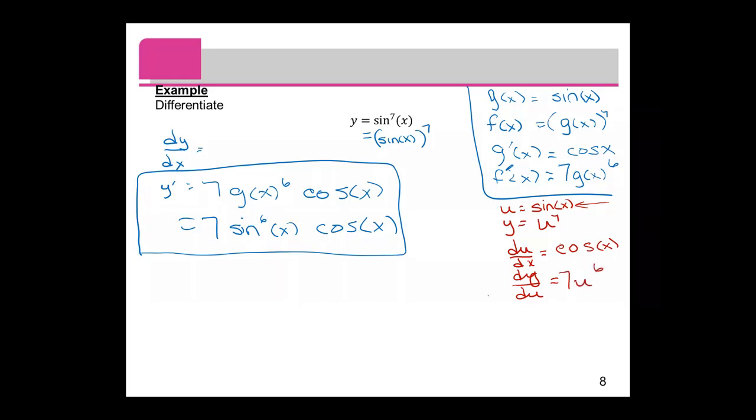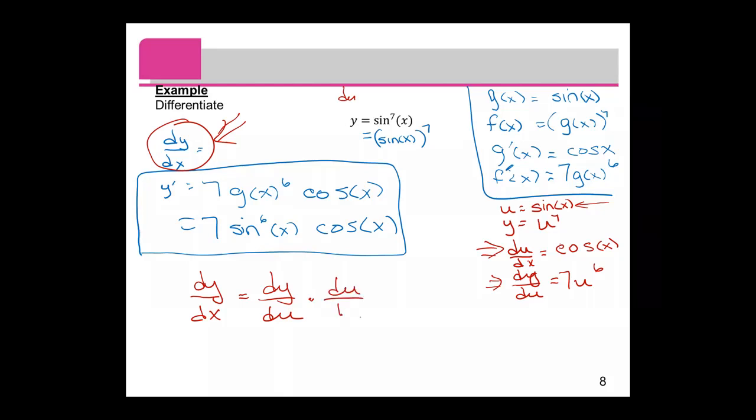Now the chain rule says, and what am I trying to find here? I'm actually trying to find dy dx. Dy dx is equal to dy du and du dx. And I notice that this works because, if you think of it as a fraction, the du's cancel, and I have dy dx. So I can just plug it in now.